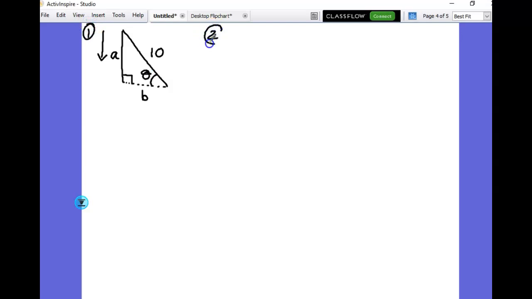Step two, let's identify what rate I'm trying to find. What rate am I trying to find? Well, they asked us to find how fast the angle is changing. That would be d theta dt, the rate of change of the angle with respect to time. Now, what are the units of d theta dt?